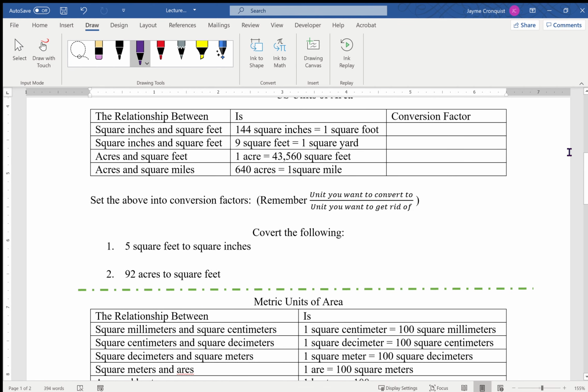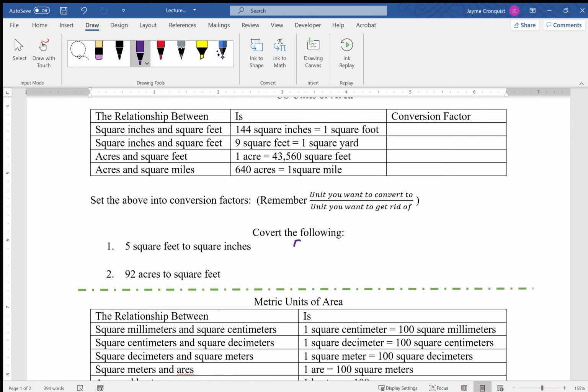Now, conversion factors. I don't really deal with conversion factors, to be honest with you, because it gets confusing which direction you're converting. It flips the conversion factor. So I would just rather look at this the way we've been doing it.